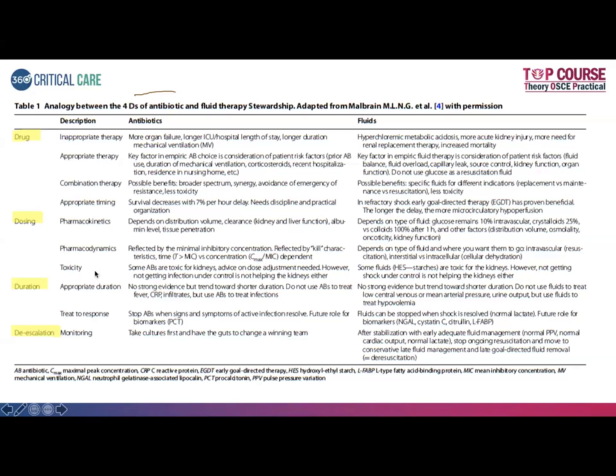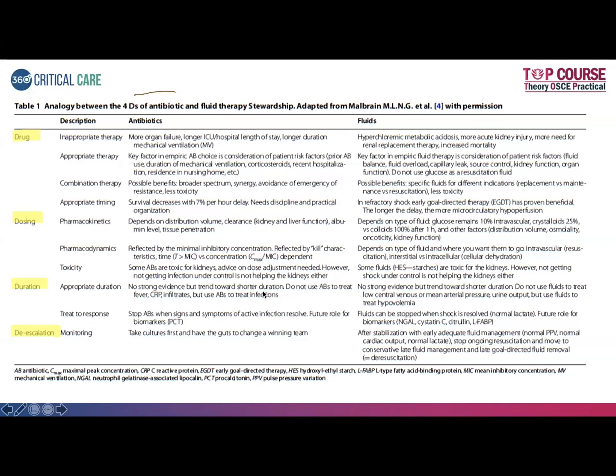pharmacodynamics you need to mention, and then toxicity. In case of colloids, we avoid HES because of renal injury. So duration: how long you want to give until the patient is responding to fluids, and no signs of volume overload or not tolerating fluids. So that is when you stop.